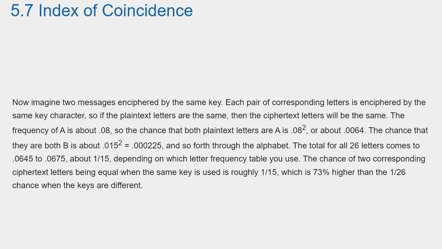0.0064. The chance that they are both B is about 0.015 to the power 2 equals 0.000225, and so forth throughout the alphabet. The total for all 26 letters comes to 0.0645 to 0.0675, about 1/15th, depending on which letter frequency table you use. The chance of two corresponding ciphertext letters being equal when the same key is used is roughly 1 over 15, which is 73% higher than the 1 over 26 chance when the keys are different.